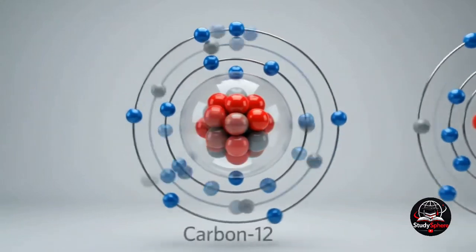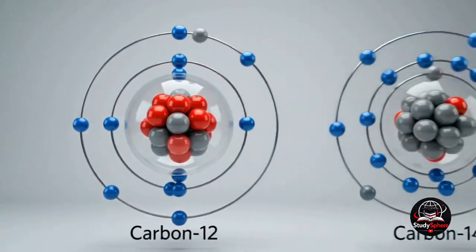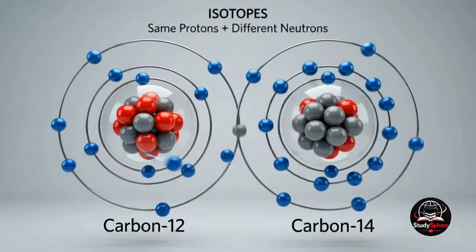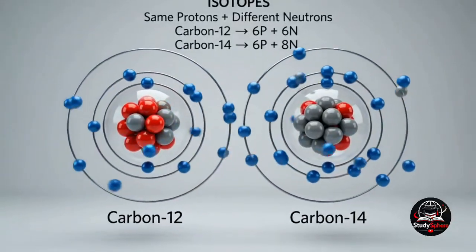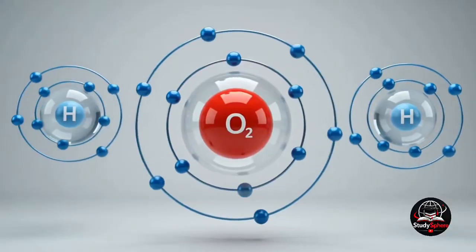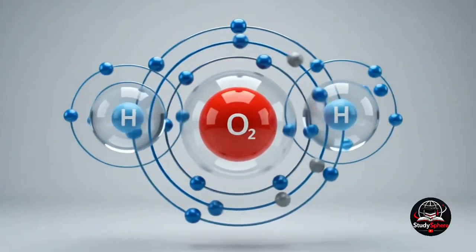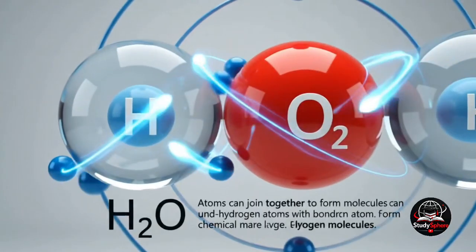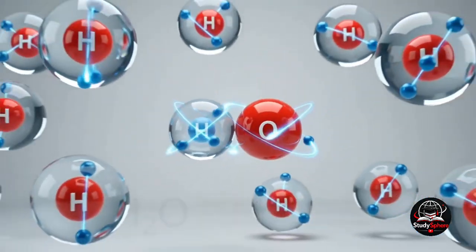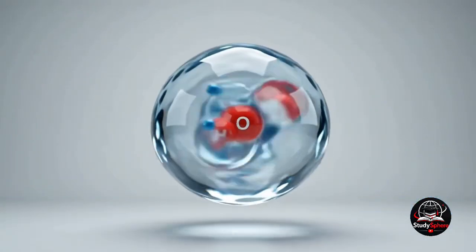Isotopes are atoms of the same element that have the same number of protons but different numbers of neutrons. For example, carbon-12 and carbon-14 are two isotopes of carbon. Atoms can join together to form molecules. For example, 2 hydrogen atoms can bond with 1 oxygen atom to form a water molecule, known as H2O.